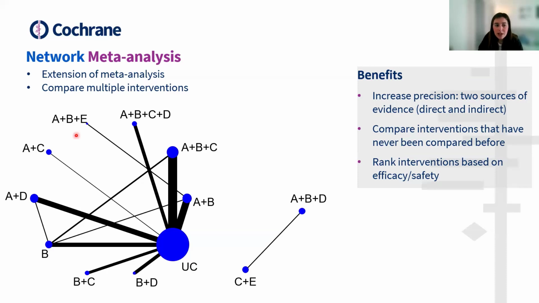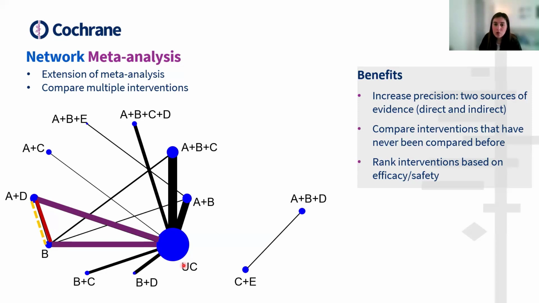So if two interventions, these two, for example, are connected with an edge, this means that there is direct information for this. There is direct evidence. These two interventions have been directly compared in a head-to-head trial. However, we can compare these interventions indirectly through usual care, for example, which is this node. So we can follow an indirect path and obtain also indirect evidence. So now we have two sources of evidence, direct and indirect evidence.